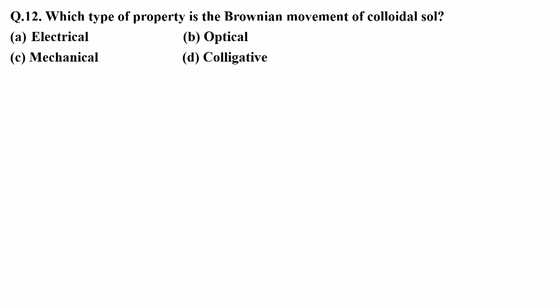Problem number 12 is which type of property is Brownian movement of colloidal salt? Electrical, optical, mechanical or colligative? Okay, colligative cannot be, optical also cannot be. It can be either electrical or mechanical, but in this case it is mechanical, right? Because we calculated pressure and everything there. So the correct option is C here.